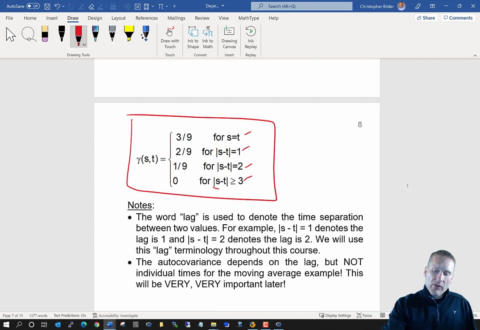So the number of time points that you're apart, the absolute value of s minus t, has a very special name in time series analysis. This is referred to as a lag. We will use that terminology a lot. So at lag 1, the autocovariance function is 2 9ths. At lag 2, the autocovariance function is 1 9th. For lags 3 or more, I have an autocovariance function of 0.